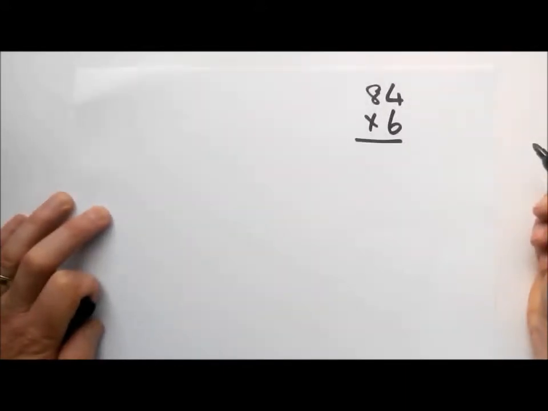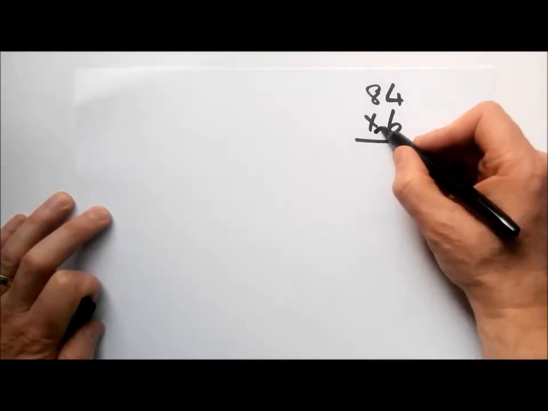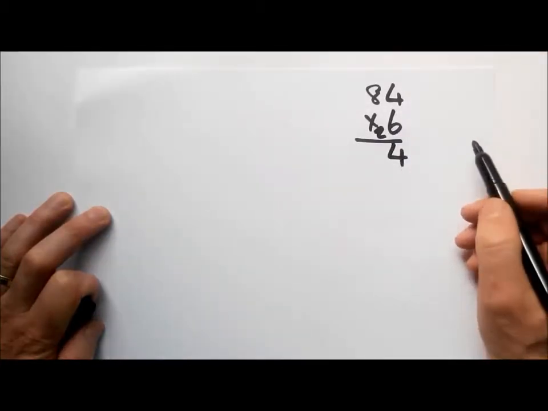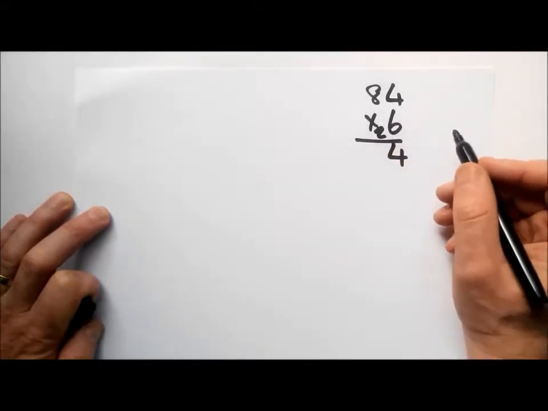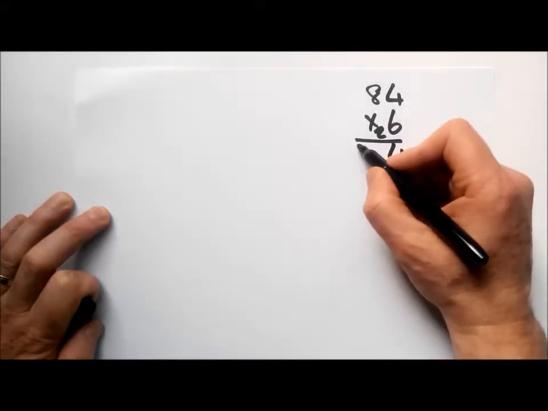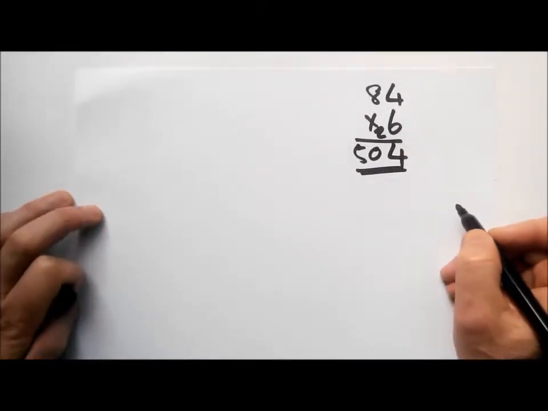For example, if we have a look at 84 times 6, the standard method that I learnt would be something like this. We go 4 times 6 is 24, and so we put the 4 down here and carry the 2, and then we say 8 times 6 is 48, and 48 plus 2 gives us 50. So we have our answer of 504.